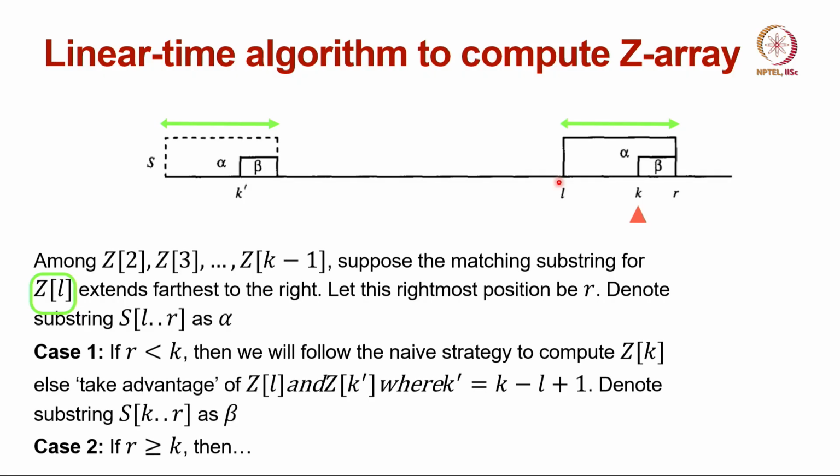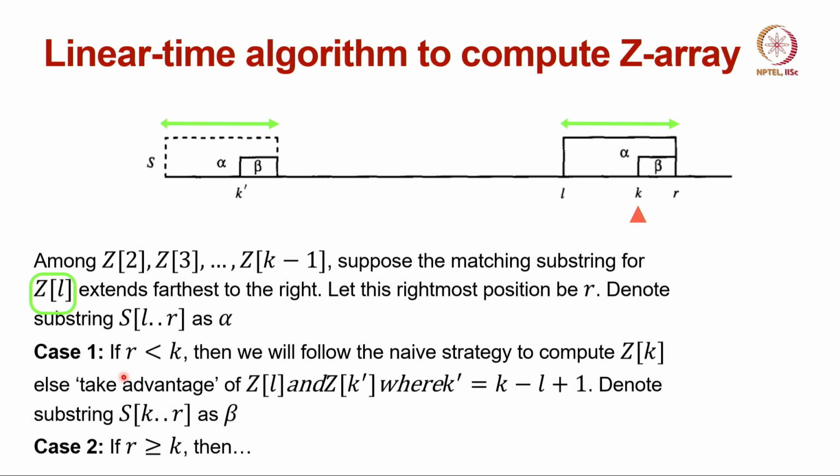Suppose in case 1 that the value of R is less than k, where k is the position at which we are computing the value of the Z array. So Zk is what we are computing now, and suppose R is less than k. Then what we are going to do is follow the naive strategy to compute Zk, right. So in this case we will compare one character at a time, starting from position k of S, and we will start matching it to the prefix and see how far we go. So that is when R is less than k.